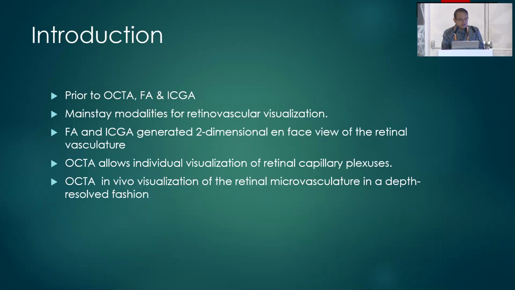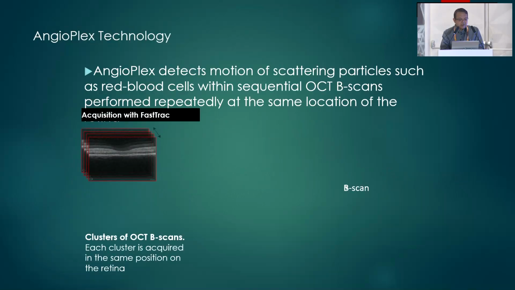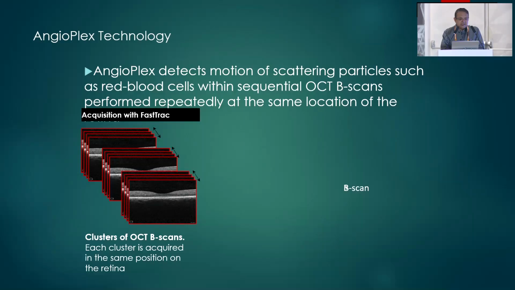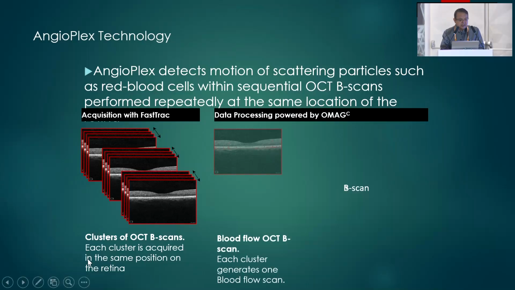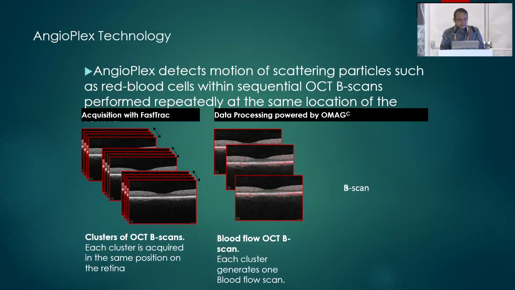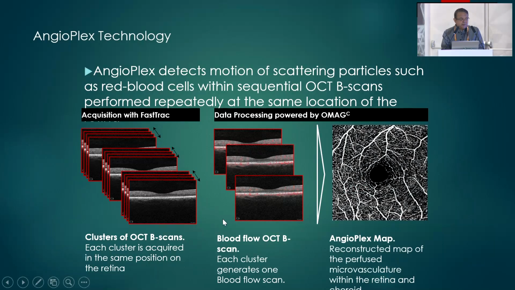But with the advent of OCTA, we are able to demarcate different layers of the retina, that is the deep and superficial layers of the retina and the capillary plexus. The principle involved here is that Angioplex detects motion of scattering particles. These are RBCs. Within sequential OCT, B scans are performed repeatedly at the same location of the eye. Each cluster is acquired in the same position on the retina. Each cluster generates one blood flow scan, and then you get this kind of Angioplex detail where you can see different capillaries and blood vessels in the retina.